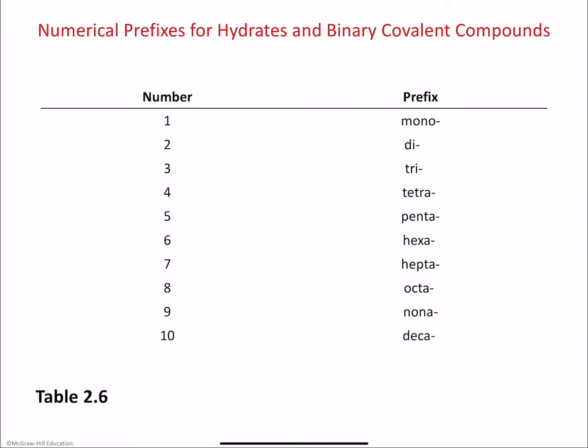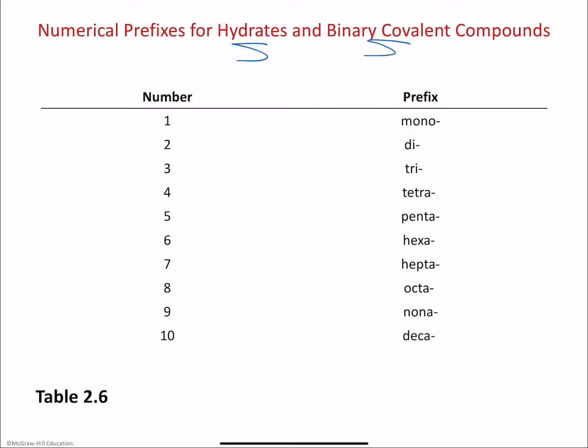So in table 2.6, we see numerical prefixes for hydrates and binary covalent compounds. And this is going to come in handy again for naming compounds that are hydrates and also binary covalent compounds. That comes from the bonding of two nonmetals. So hydrated ionic compounds: ionic compounds called hydrates have a specific number of water molecules associated with each formula unit. And I'll give you a couple of examples of that.